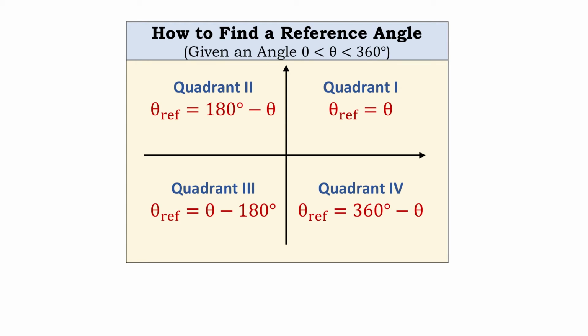So if we are given an angle theta that is between 0 and 360 degrees, then in quadrant 1, the reference angle is the same as angle theta. In quadrant 2, the reference angle is 180 degrees minus theta. In quadrant 3, the reference angle is theta minus 180 degrees. And in quadrant 4, the reference angle is 360 degrees minus theta.